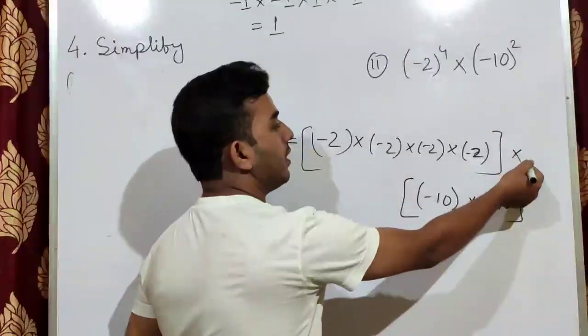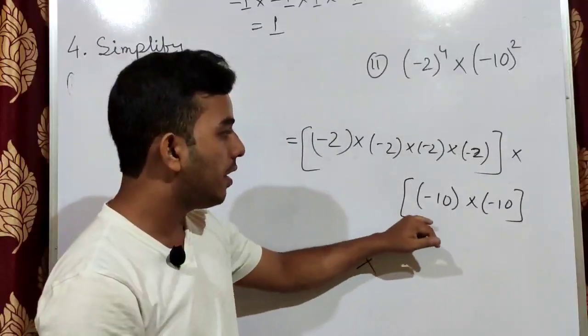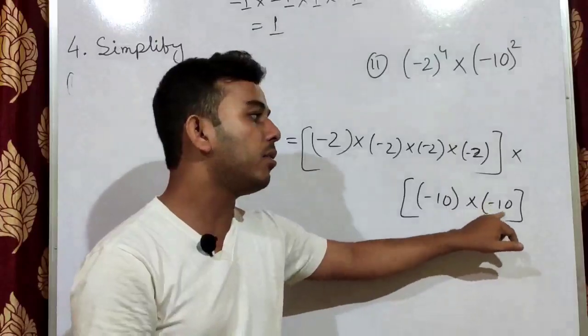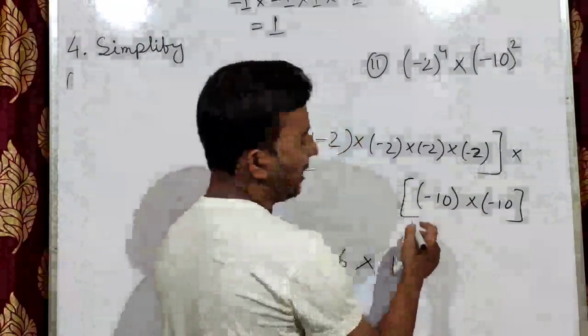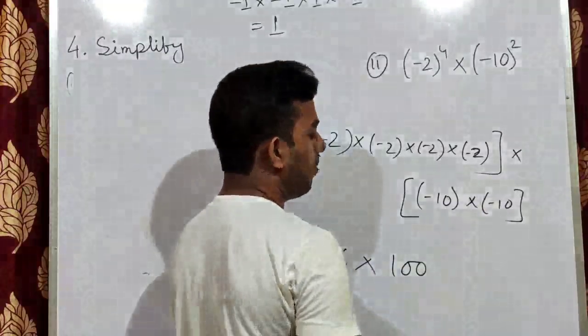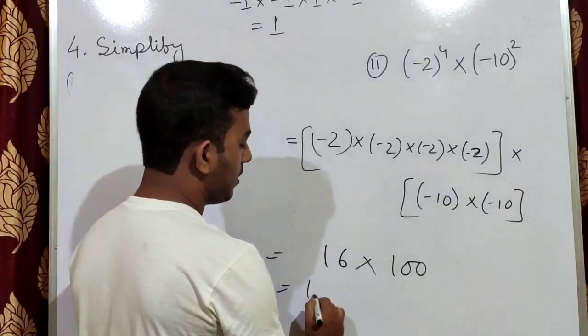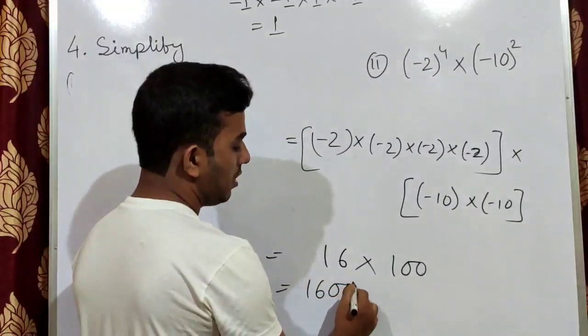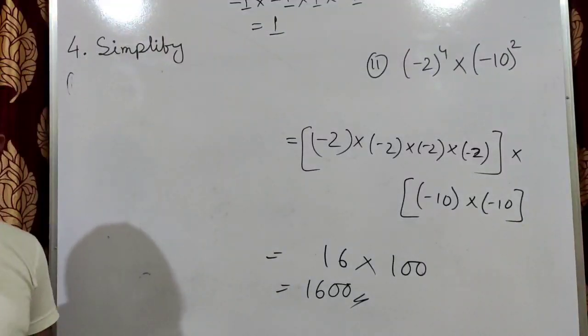Then we have to write the product sign. Then here 10 into 10 is 100, and for minus minus the sign will be plus. That means 16 into 100 is 1600. I hope this is clear to you, right?